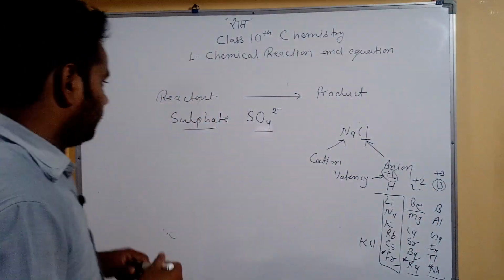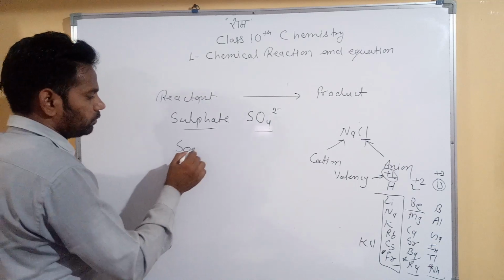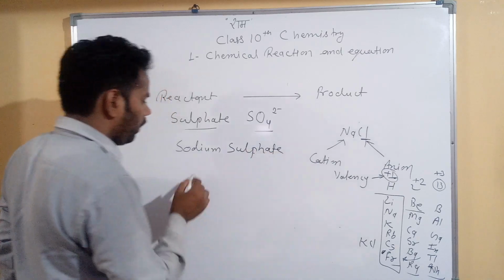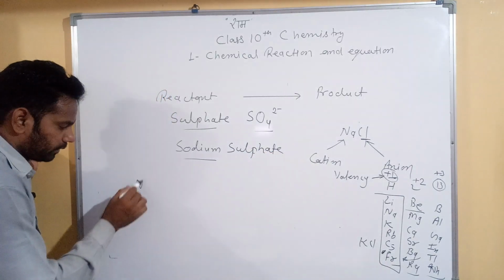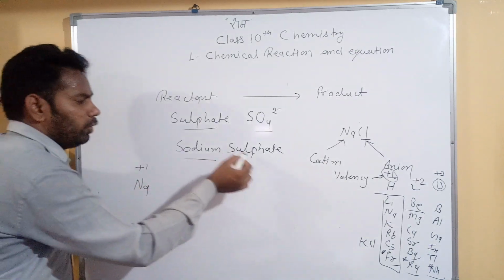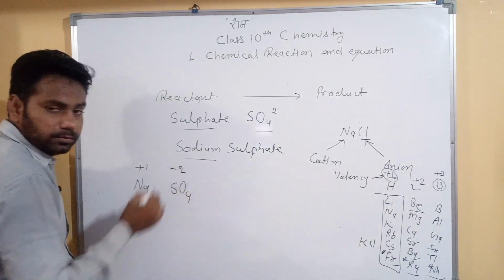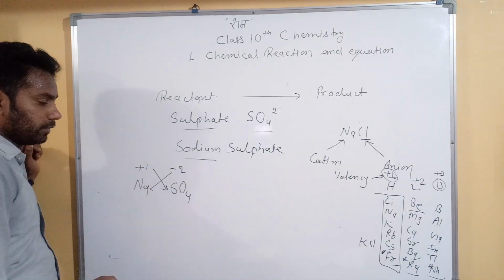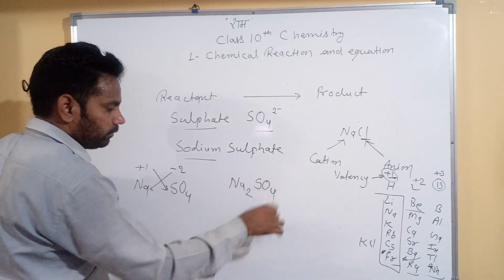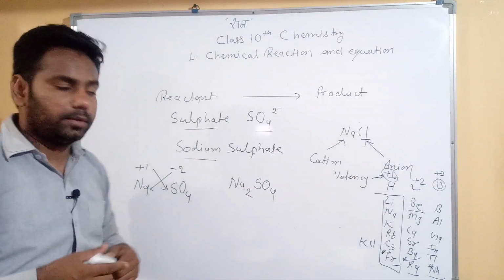If I say write the formula of sodium sulfate, we know about sodium. Put here Na. The valency of sodium is +1, and again we know about sulfate. The formula is SO4, 2 negative charge. So cross multiply to each other. So the formula is Na2SO4. This is the formula of sodium sulfate.